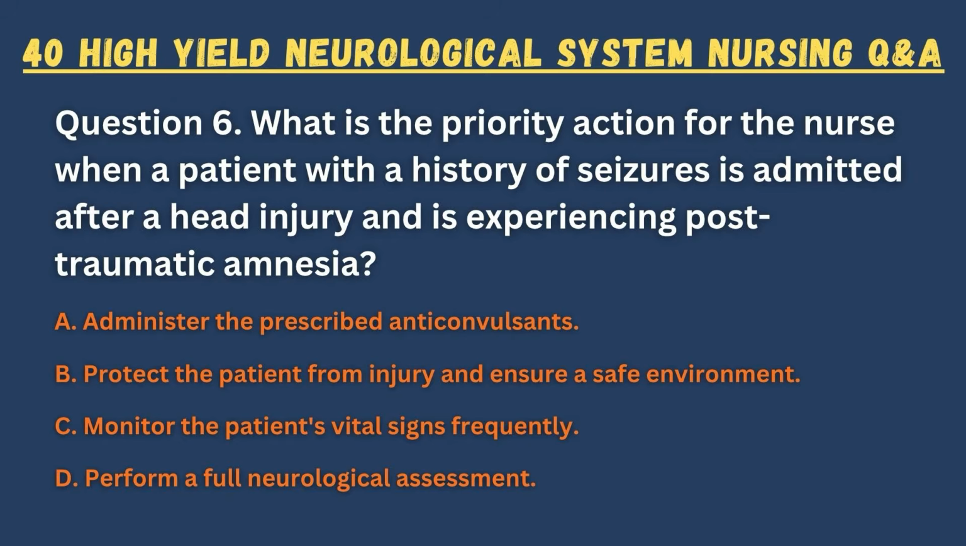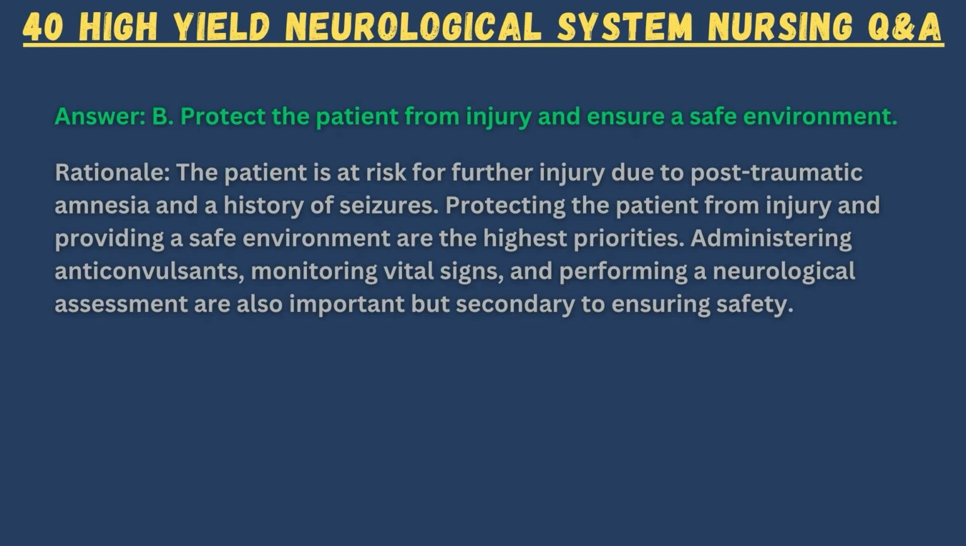Question 6. What is the priority action for the nurse when a patient with a history of seizures is admitted after a head injury and is experiencing post-traumatic amnesia? A. Administer the prescribed anticonvulsants. B. Protect the patient from injury and ensure a safe environment. C. Monitor the patient's vital signs frequently. D. Perform a full neurological assessment. Answer: B. Protect the patient from injury and ensure a safe environment.